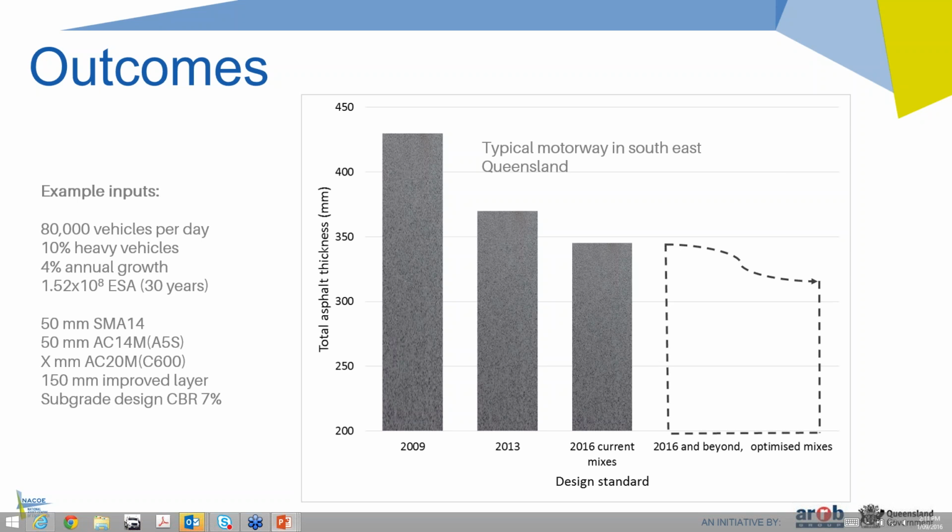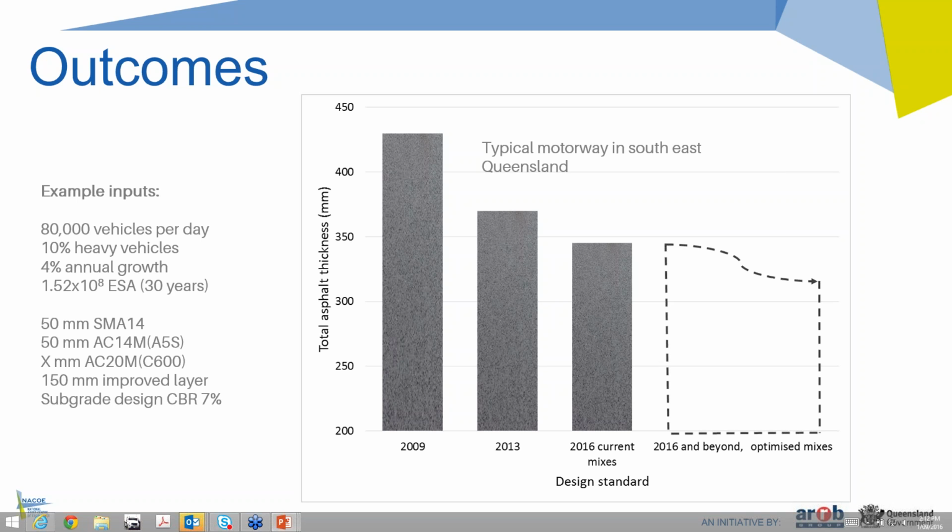This chart demonstrates the progression of typical full-depth asphalt pavement designs in southeast Queensland in recent years. On the vertical axis, that gives us the total asphalt thickness, and along the horizontal axis is the year of the design standard. For this example, this is a typical motorway in southeast Queensland. The design inputs are on the left-hand side there with 80,000 vehicles per day, 10% heavy vehicles, 4% growth, so ending up with over 150 million ESAs in 30 years.